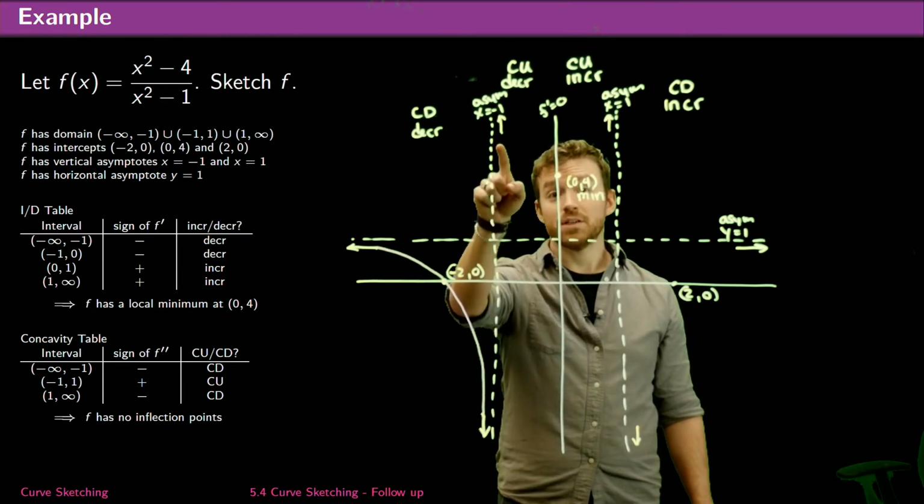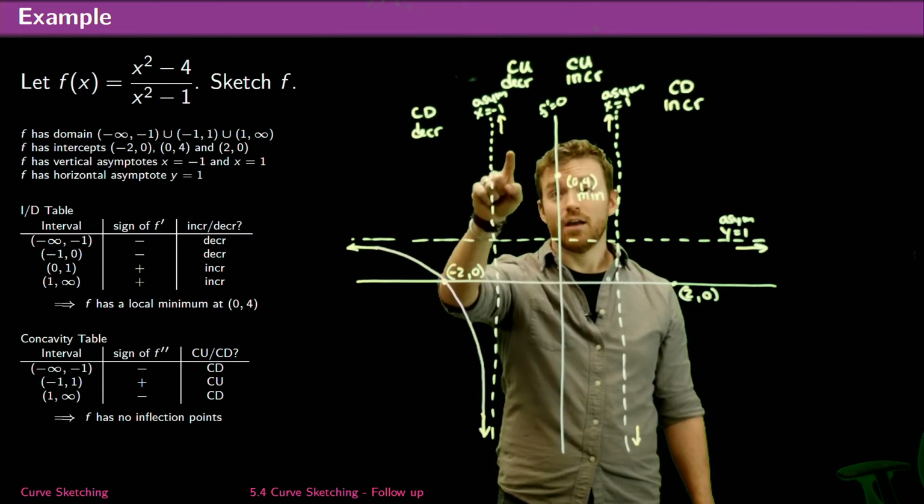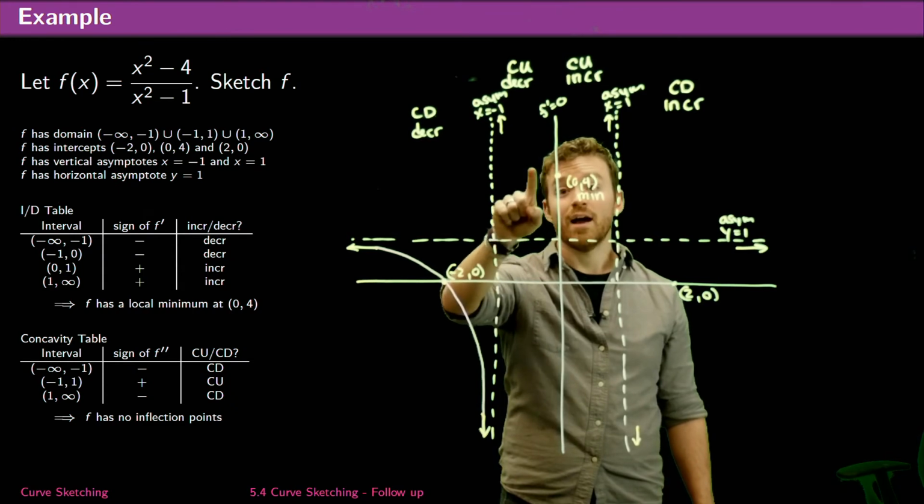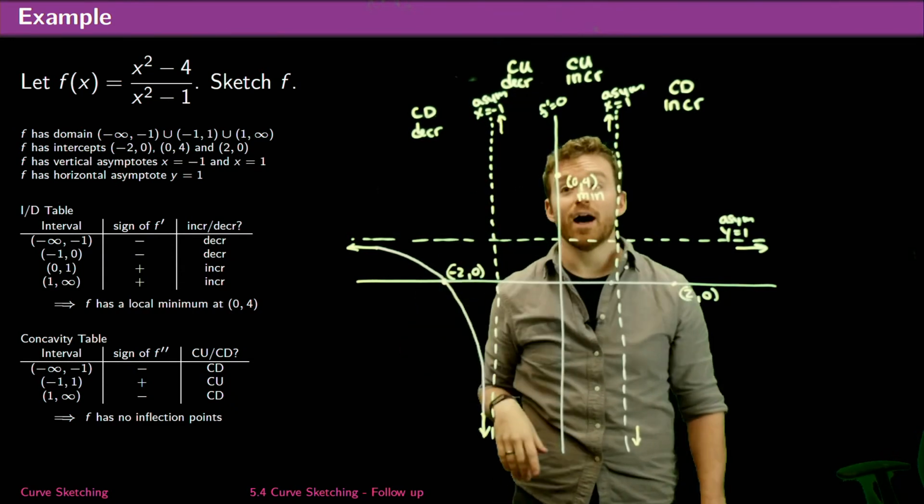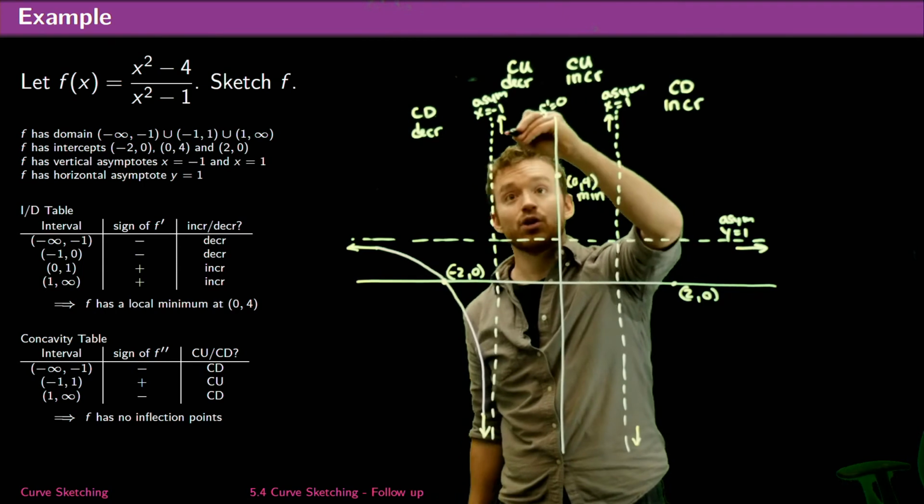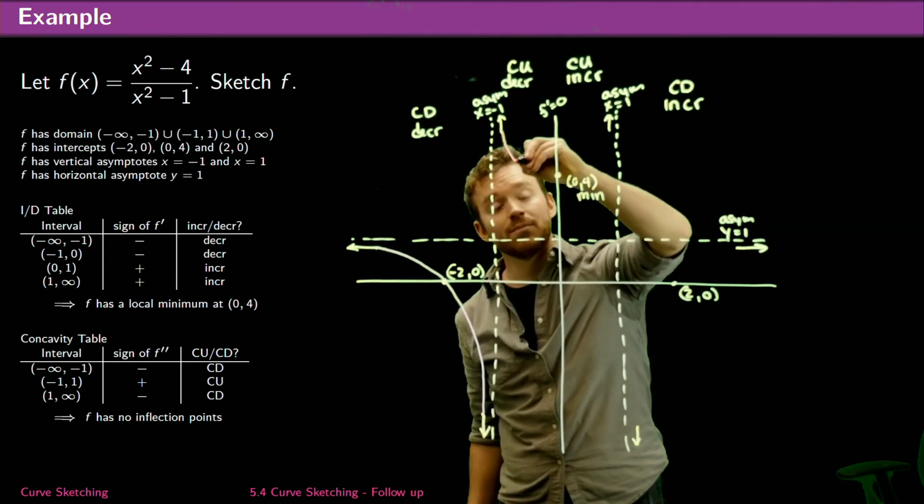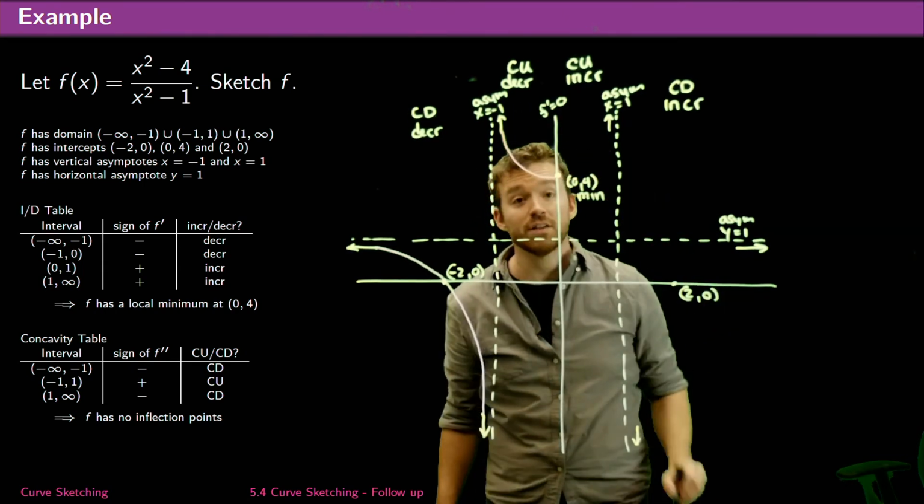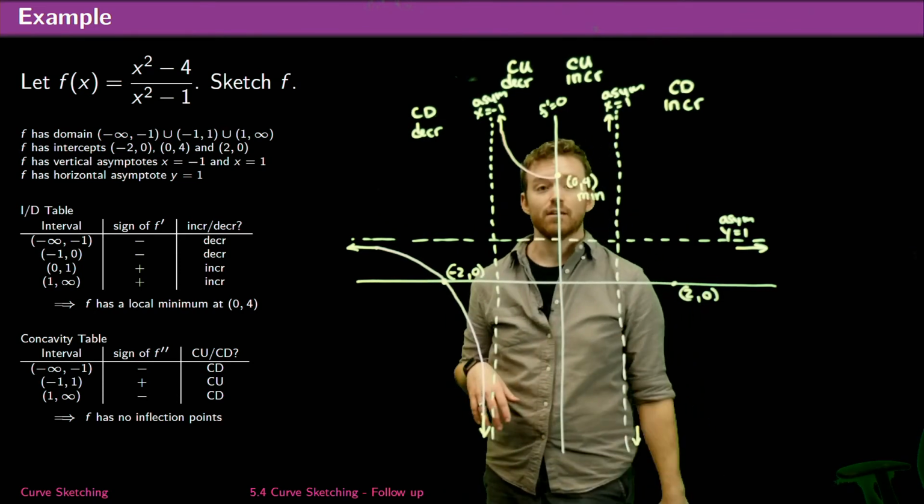So notice, I do this interval by interval by interval. From this asymptote, I come down, and I go to the point 0, 4. I'm decreasing and concave up, meaning I'm going down from left to right, and I'm curving up. So that might look something like this. It's OK if yours doesn't look exactly like mine. They're going to look different.